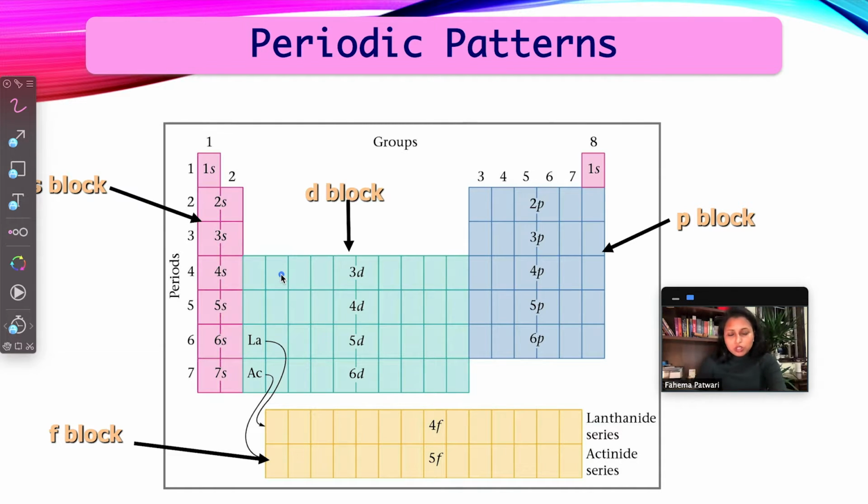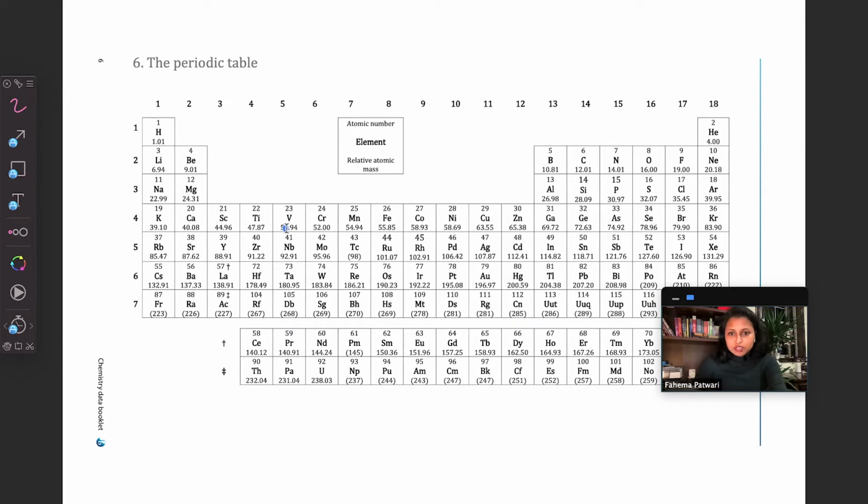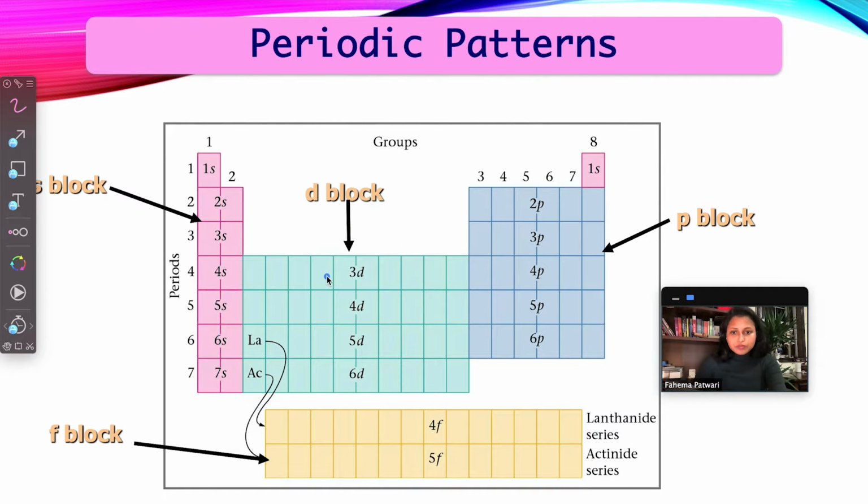So say you were trying to get to chromium. Chromium is right over here. It'd be 1s2, 2s2, 2p6, 3s2, 3p6, 4s2, and then 3d4. Right, so the d's are always one number lower than the s's, but then you come right back up for the p's.